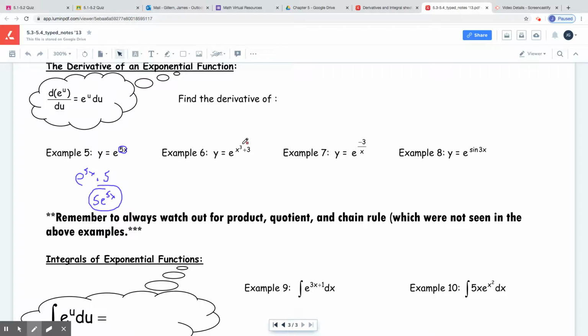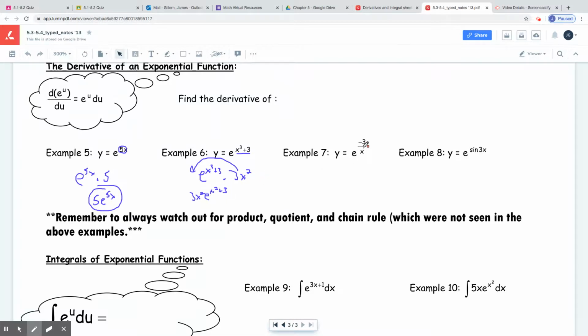All right. e to the x cubed plus 3. You rewrite it, e to the u, times what's the derivative of the exponent? 3x squared. And there's your answer. Just move that to the front. Even if you didn't move it to the front, I'm still probably not going to take off. You can just leave it just like that.